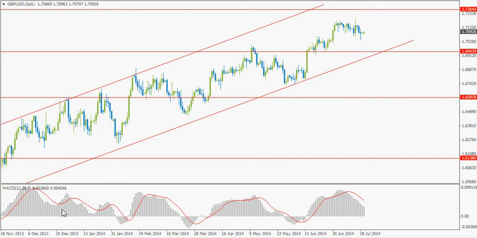Let's start off with the pound US dollar. I think that we could see a further push up to this line here, 1.72644 area.